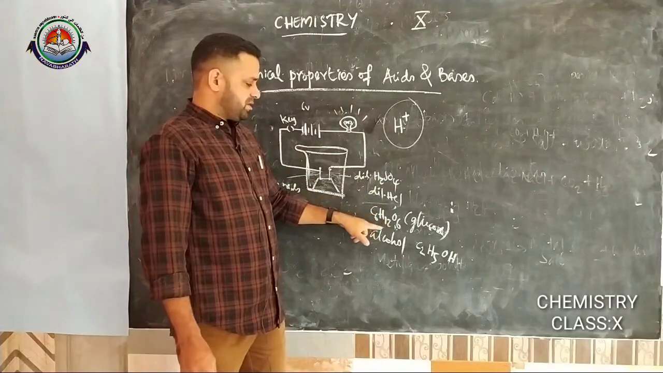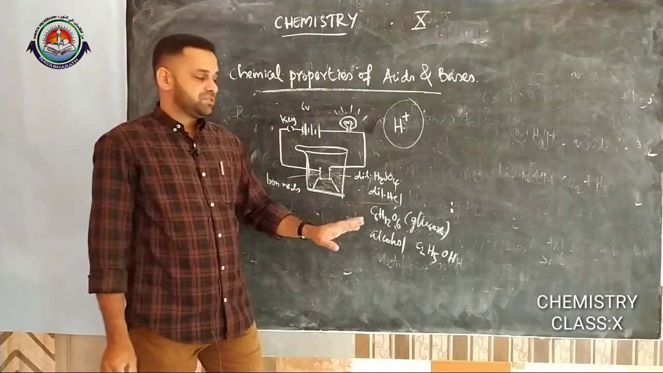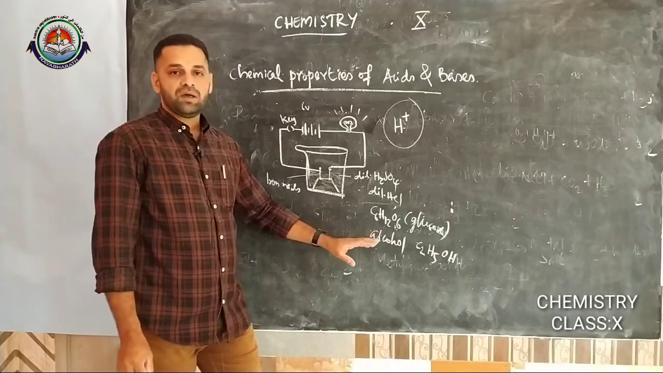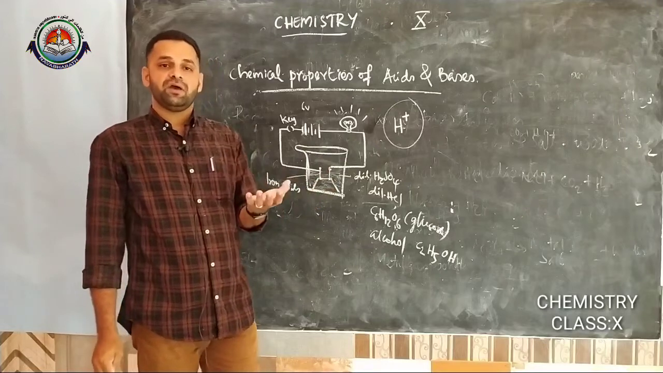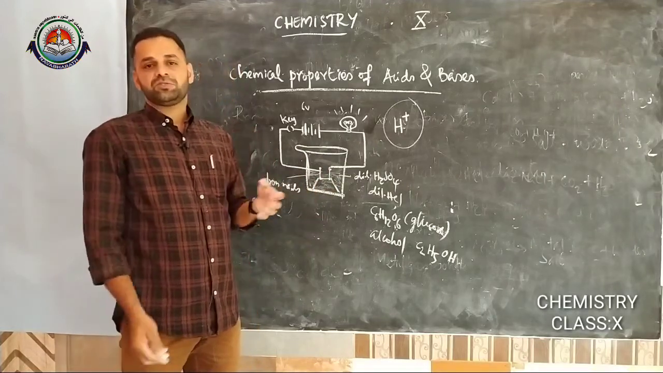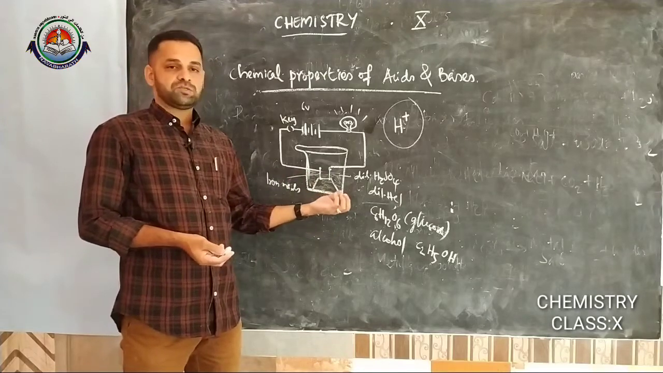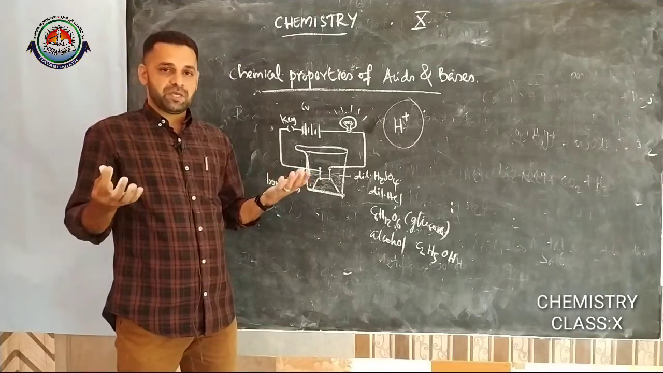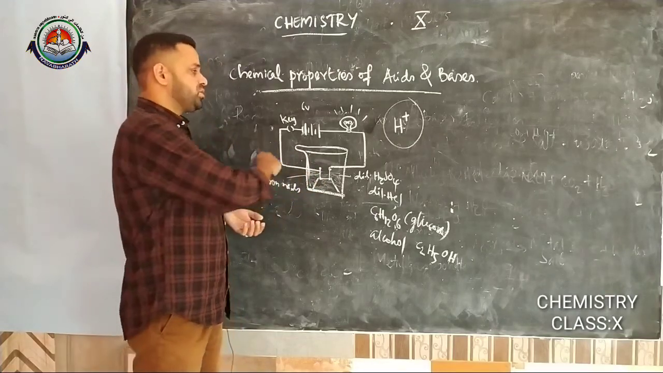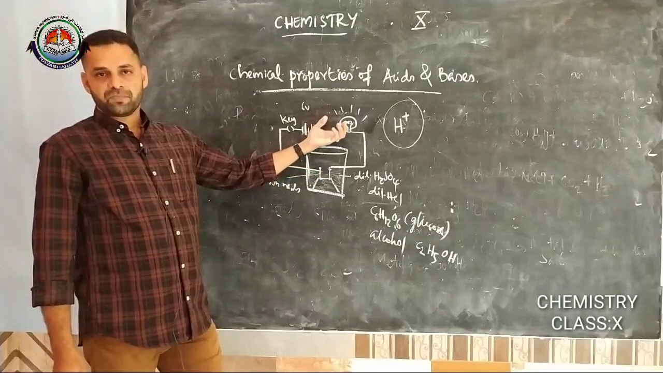But if you take glucose or alcohol, they will not give any H plus ions, or any ions in aqueous solution, because they are neutral solutions. They are neutral, that is why they will not give any H plus ions. And if there are no ions, there is no flow of electricity. That is why the bulb will not glow.